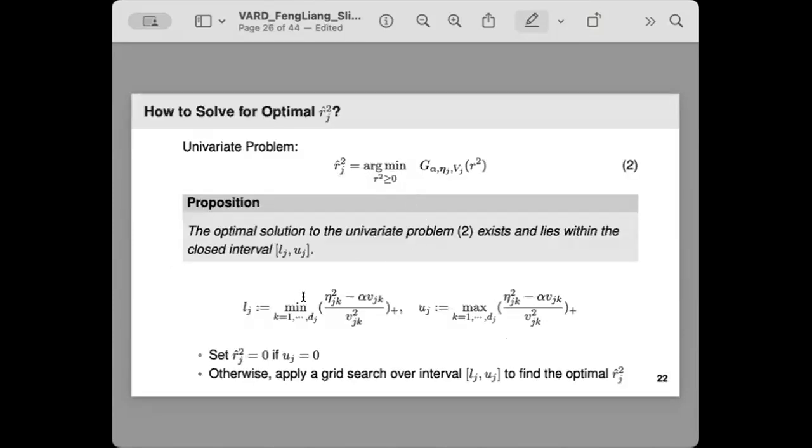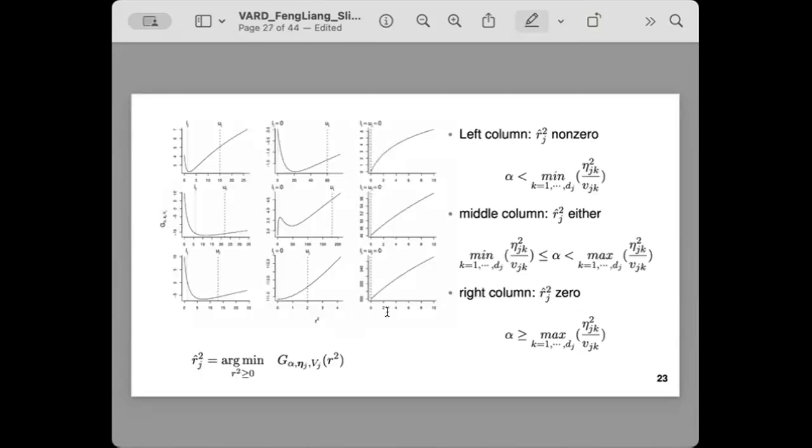Remember, for the lower and upper bound, we basically calculate some numbers and take the positive part. So if all the numbers inside the parentheses are negative, then it just returns 0. So it is possible both the lower and upper bound are exactly 0. Then we know that the only valid value for r squared will be 0. That tells us this component should be excluded. We achieve exact sparsity.